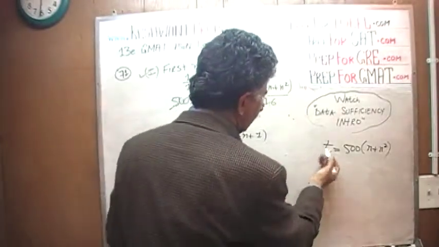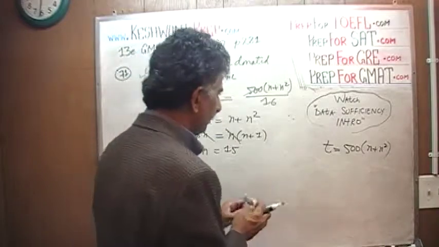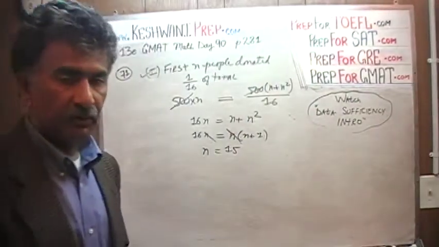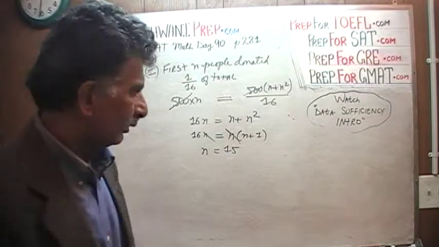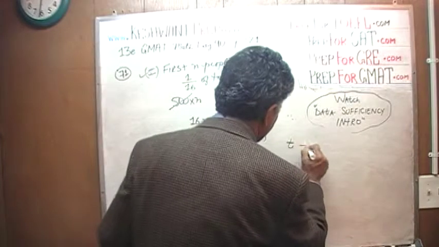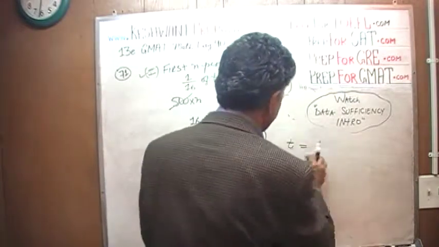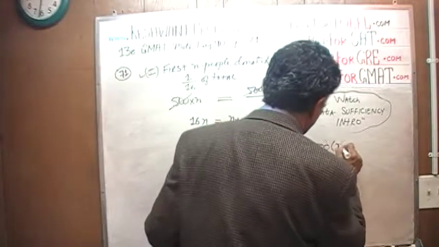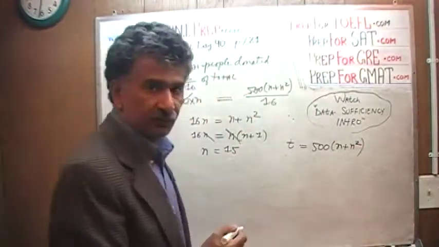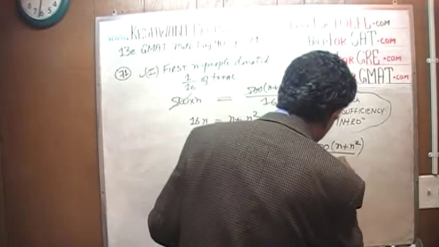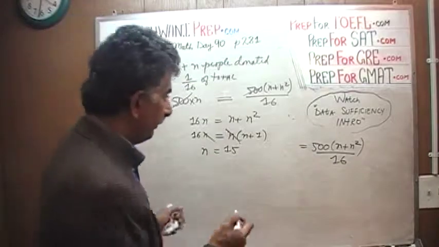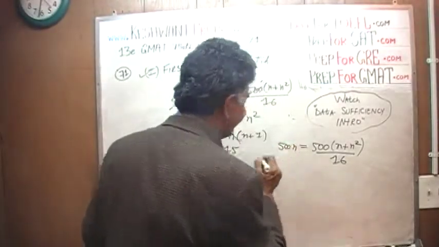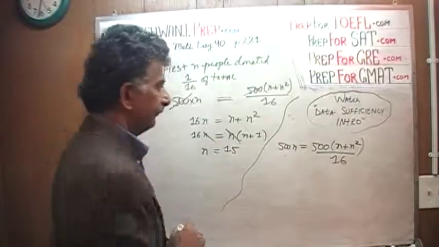Why don't we do the second equation right here? It says the total amount that was contributed by the people in the first round was 1/16 of the total. And the total we know is 500 times n plus n squared. 1/16 of that is going to be this amount, and this is the amount that was contributed by the people in the first round. Well, the people in the first round contributed 500 times n. That's our second equation. Let's keep it separate.